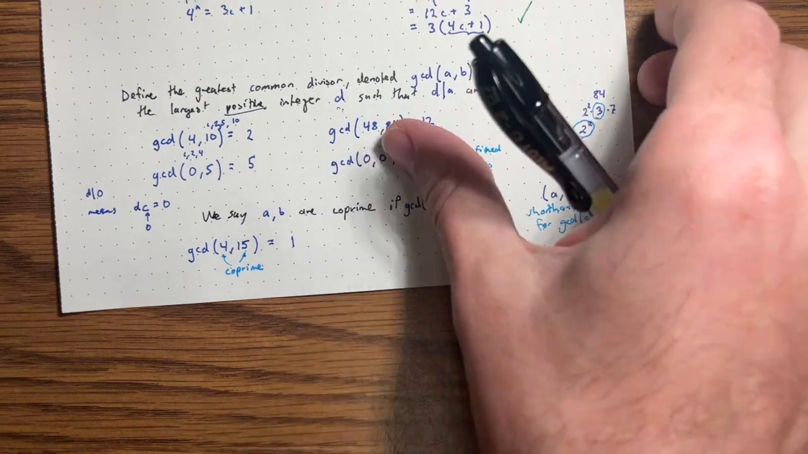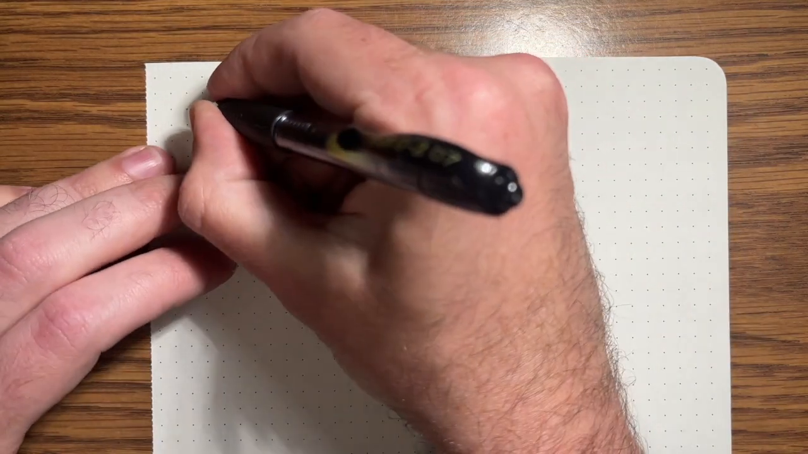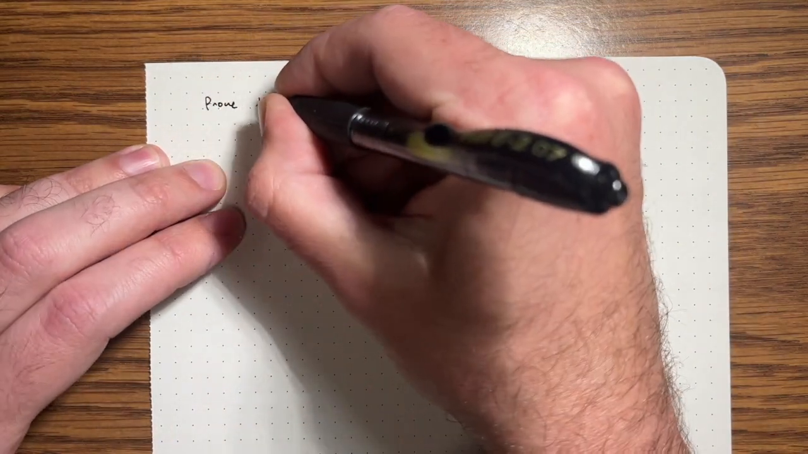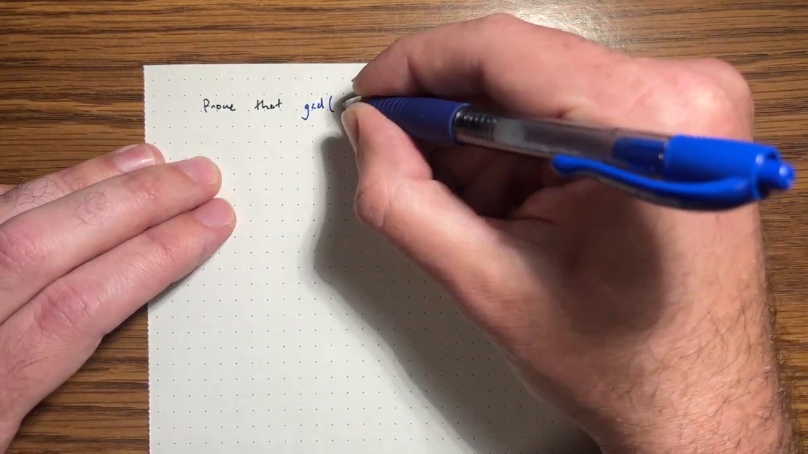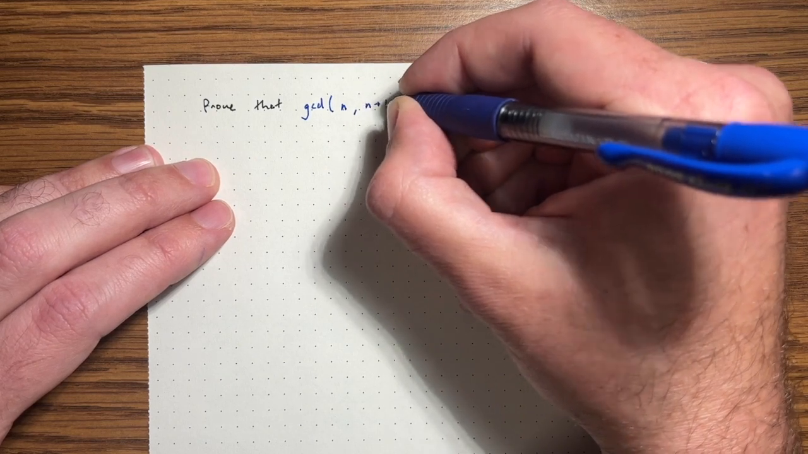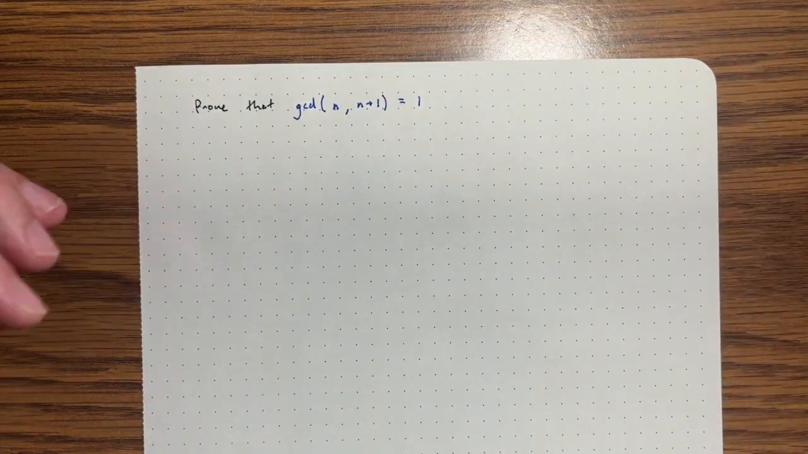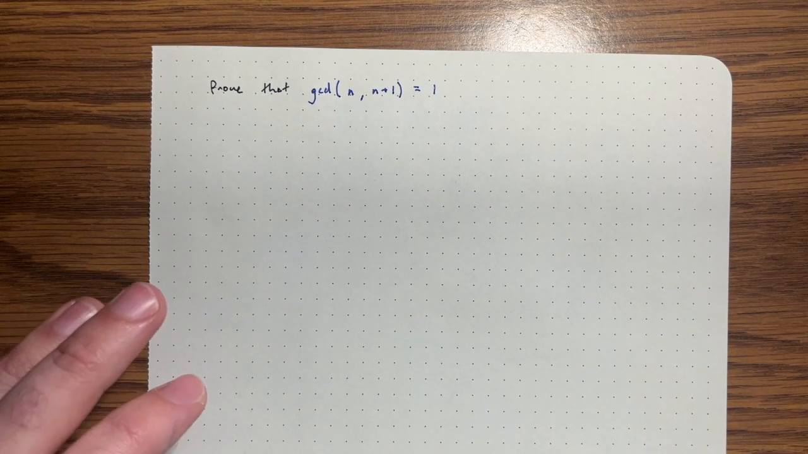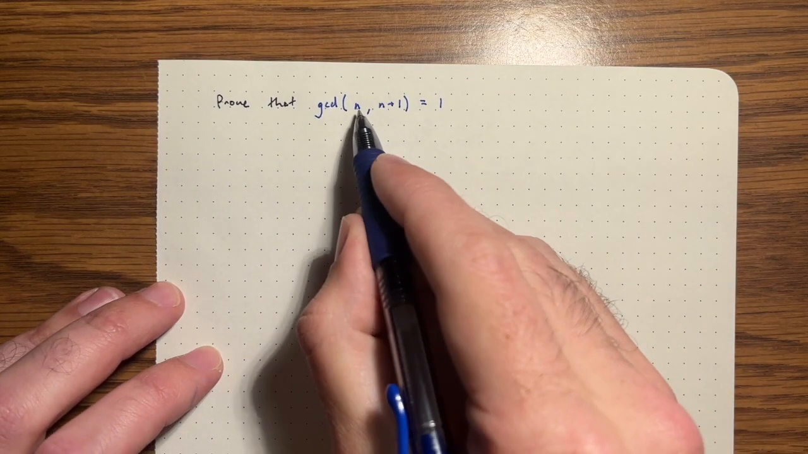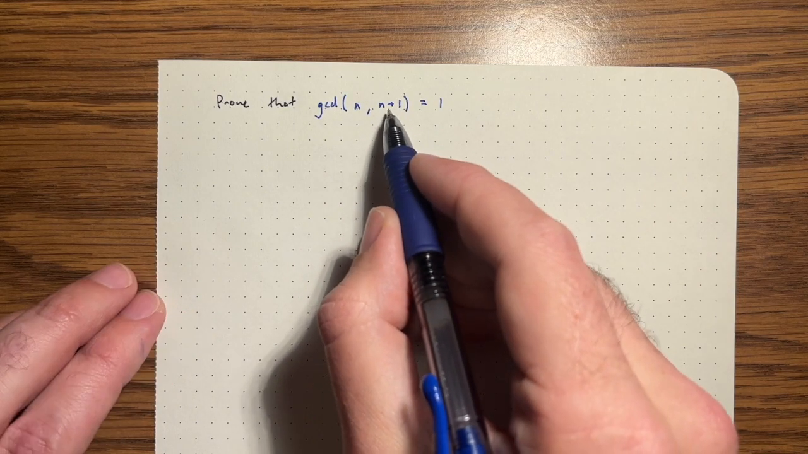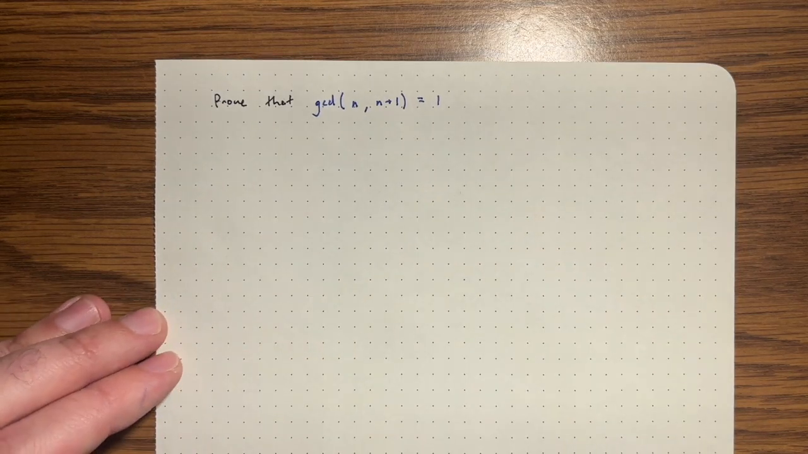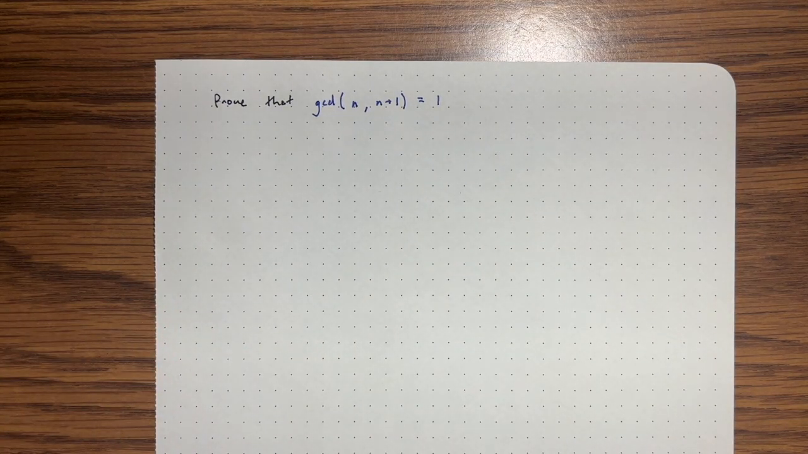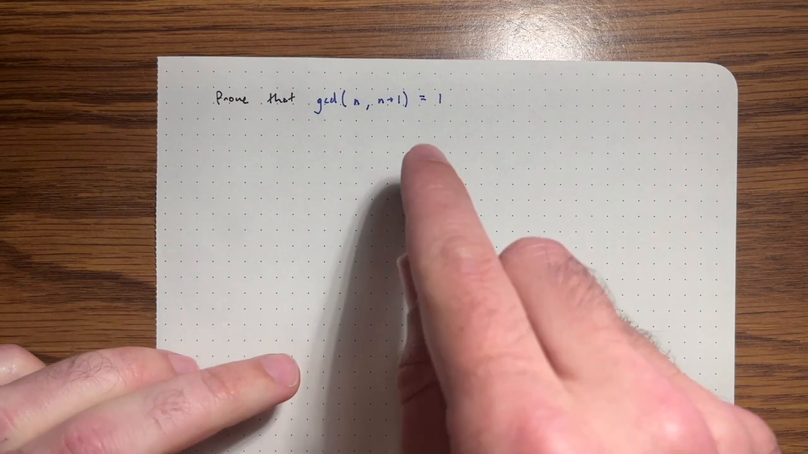Let's do an example with coprime. Let's prove that the GCD of n and n plus 1 is always going to be 1. So any two consecutive numbers are coprime. The logic is that divisors of one of these can't be divisors of the next one unless it's the number 1. For example, if n were a multiple of 5, then n plus 1 would not be a multiple of 5. It would be 1 more than a multiple of 5. So I think we can trust that this is true.